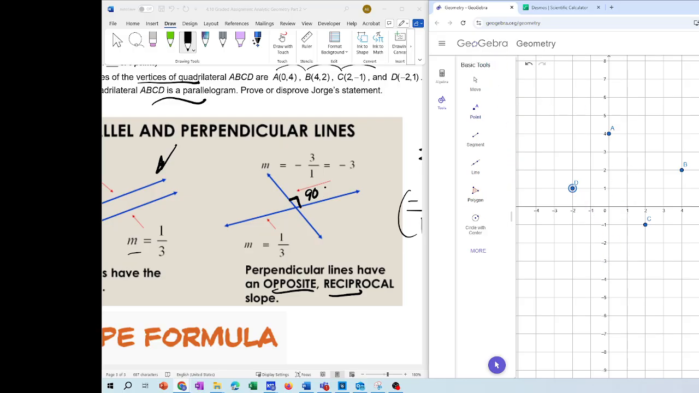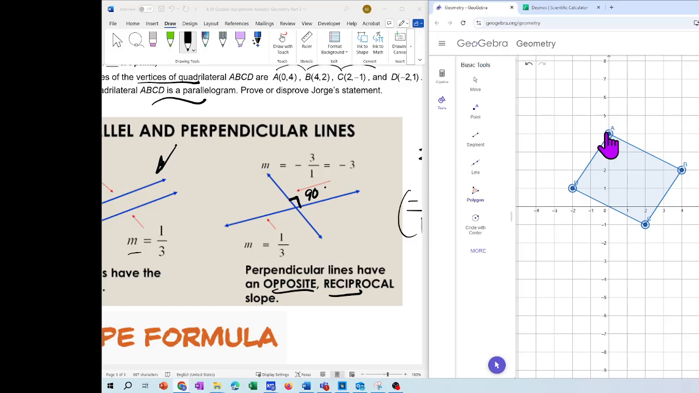I'm gonna use the polygon option. Oops, something's happening. Careful with your cursors. So 4, 2, 2, negative 1, negative 2, 1. Something was happening with the cursor. And then you're gonna do polygon from this point to this one, 2, negative 1, and then negative 2, 1.